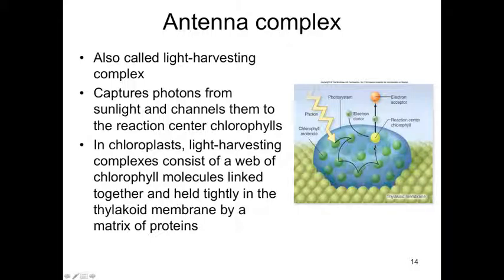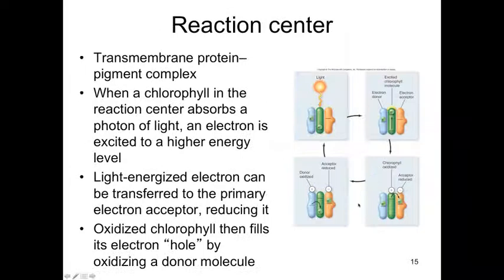In the chloroplasts, these light harvesting complexes consist of a web of chlorophyll molecules, here shown in green, that are linked together and held tightly in the thylakoid membrane by a matrix of protein illustrated by the blue here. Now looking more closely at the reaction center, basically it's a transmembrane protein pigment complex. It consists of three entities.